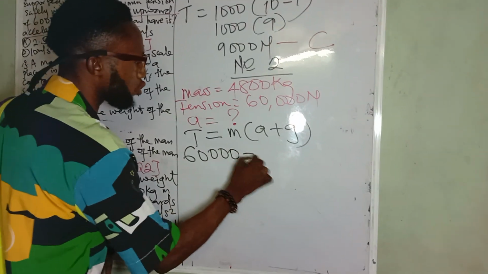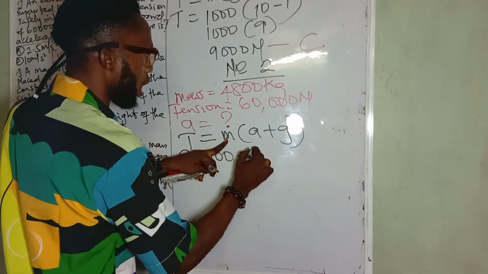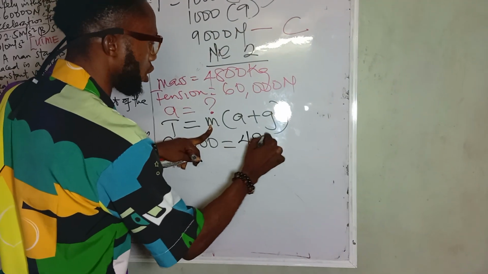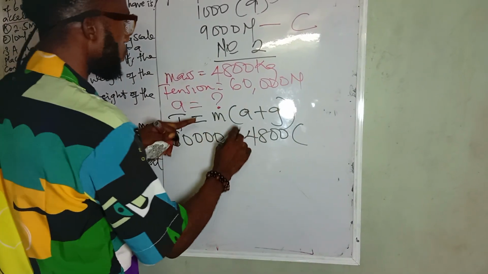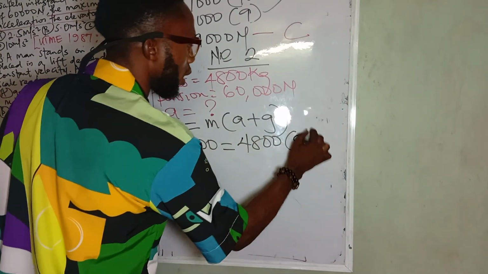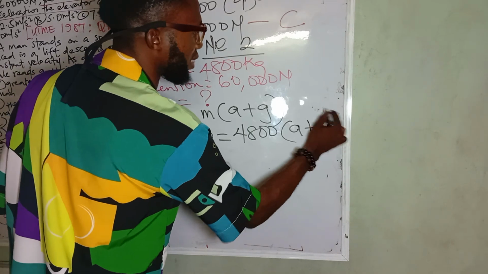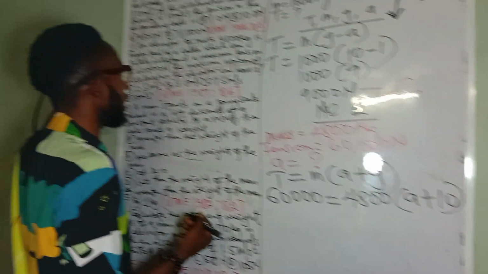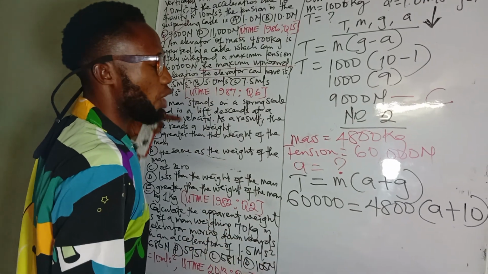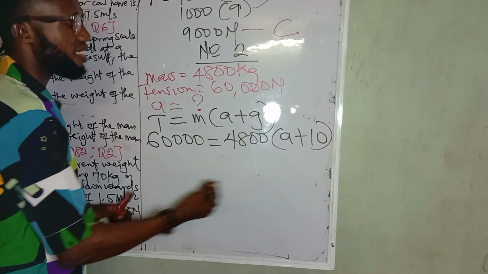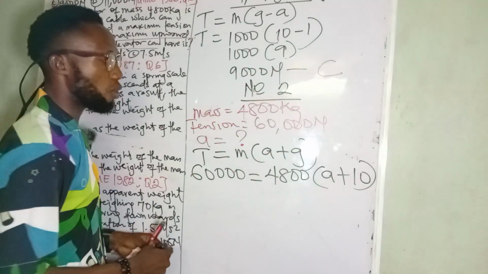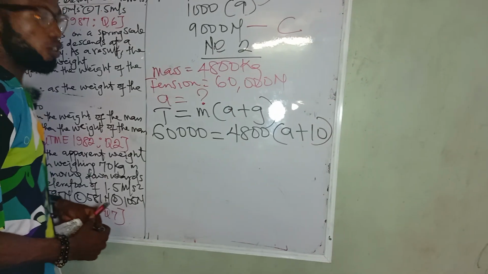So our T is 60,000. Our mass is 4,800. Our acceleration A is unknown, and our G is 10. Even if it is not given in the question, the common value to use for acceleration due to gravity is 10. Are you following now? So what are you going to do here?